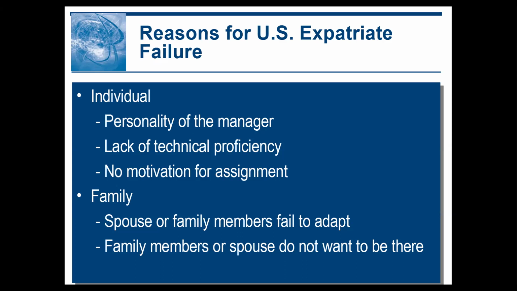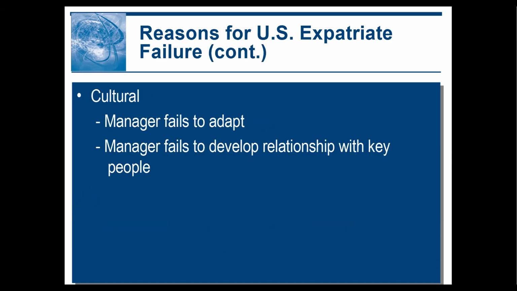And simultaneously, you can understand what the most important factors are in the multinational organization of the US. Technical skills, your motivation, good personality, and family issues. Spouse or family members fail to adapt. Family members or spouse do not want to be there. And what are cultural factors? Manager fails to adapt. Manager fails to develop relationships with people.